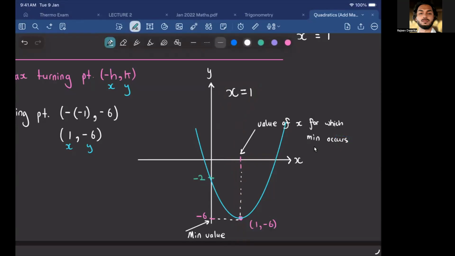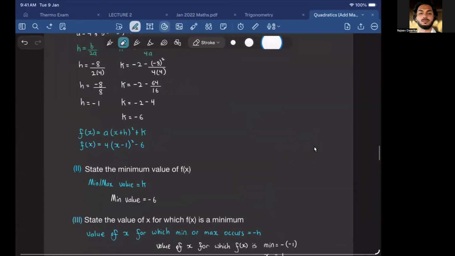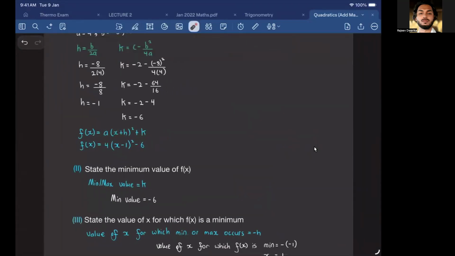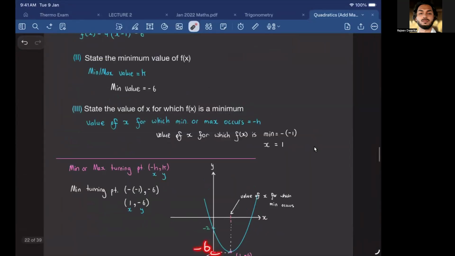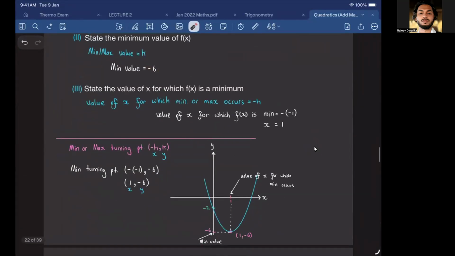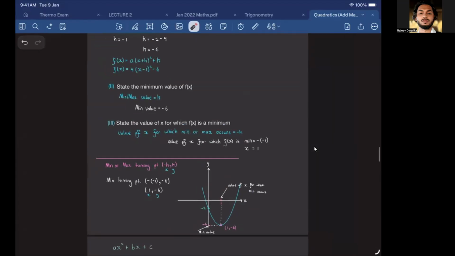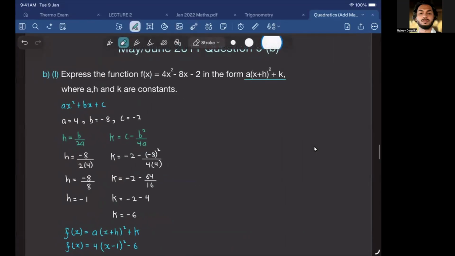So x is equal to 1. Great. I hope we understand the entirety of the question. In part 2, they ask you for the minimum value. The minimum value would just be the k value. That's how low your graph is going. And in the third part, they asked us to figure out the value of x for which it happened, so that would just be -h, and in this case, we found it to be 1. So is everybody okay? Yes, sir. Great. Now let's try to do this question graphically.